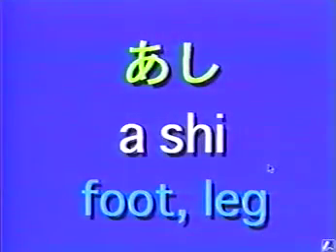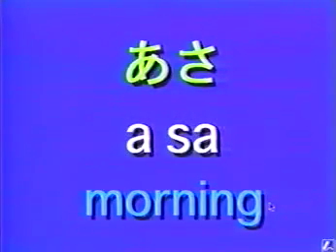Now, let's try to make some words using the first 3 lines of syllables. Let's look at this camera, please. A and shi together, ashi, and it means foot or leg. Let's practice saying this word. Ashi. Ashi. Good. Everybody. Ashi. Now let's go to the next one. A and sa together, asa, and it means morning. Asa, everybody. Asa. Good.